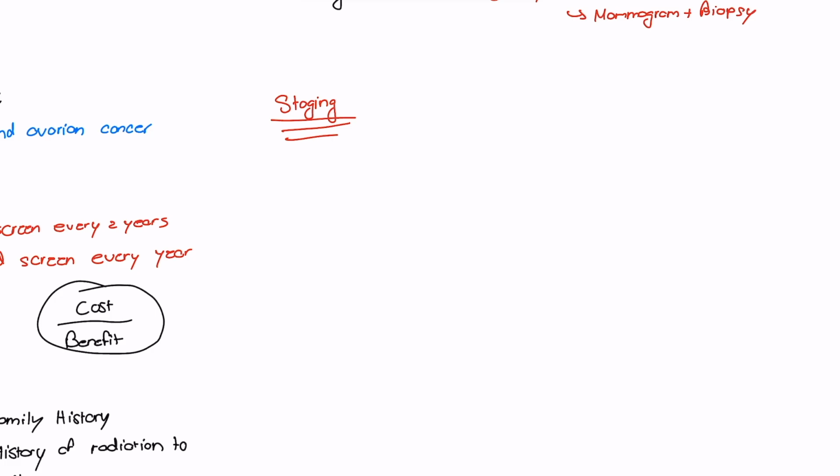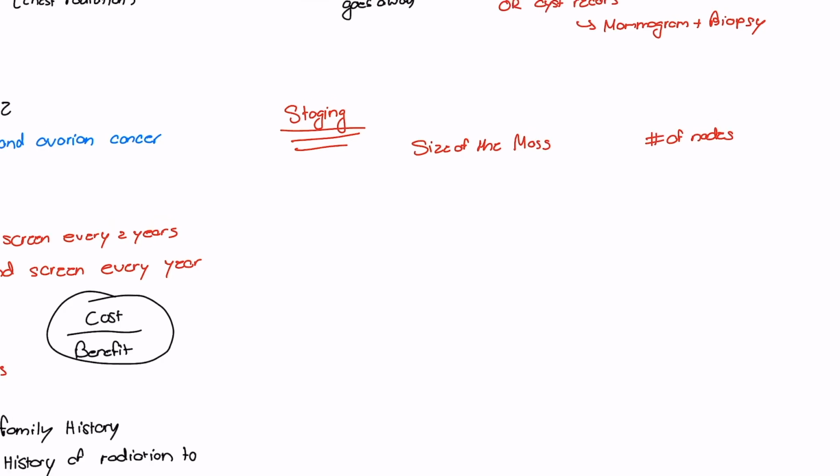Let's talk about staging. Basically, staging depends on 2 things: the size of the mass and the number of nodes involved. The bigger the size, the more nodes involved, then the higher the staging. Remember the numbers 2 and 5 centimeters for size, and the numbers 0 and 4 for the number of nodes involved. So stage 1 is a mass less than 2 centimeters with 0 node involvement.